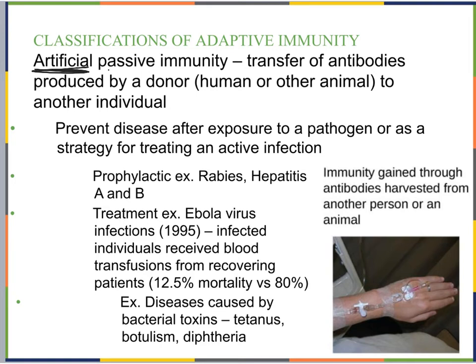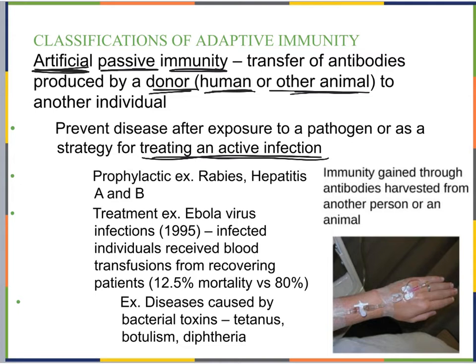Then we have our artificial passive immunity. This is the transfer of antibodies produced by a donor, whether it's a human or another animal, to another individual. In this case, it is used to prevent disease after someone has been exposed to a particular pathogen, or as a strategy for treating an active infection.